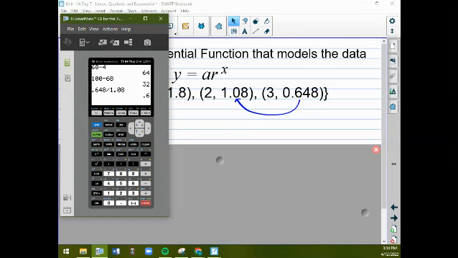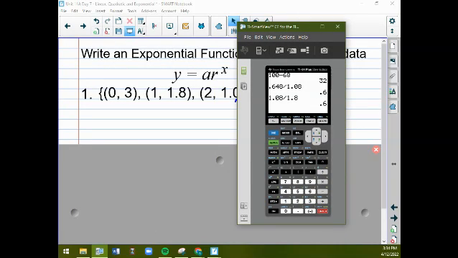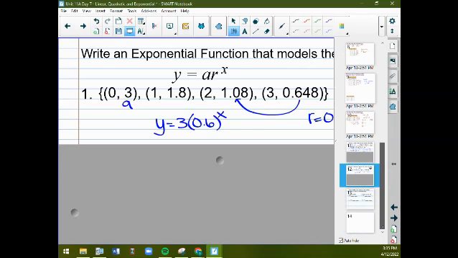And I get 0.6. Okay, and then I have to keep going to make sure it's consistent. So 1.08 divided by 1.8, and I get 0.6. And then again, 1.8 divided by the previous term, and I get 0.6. So that means my R is 0.6. My 3 is my A because that's my starting term, so I take those together. y equals 3 times 0.6 to the x. And that's how I write an exponential function that models the data. Okay?